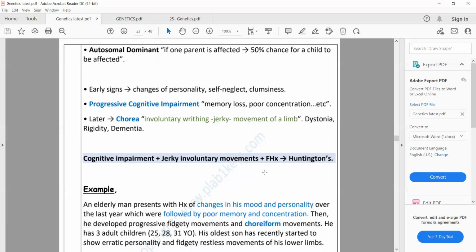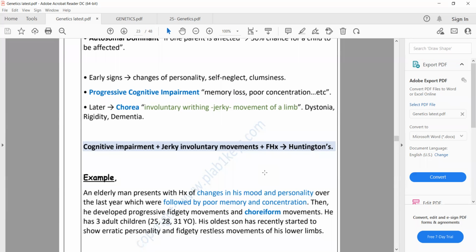So how will a patient of Huntington disease present to you? There will be personality changes, because cognitive impairment means personality changes plus memory impairment, plus chorea, that is involuntary limb movement, and plus family history.